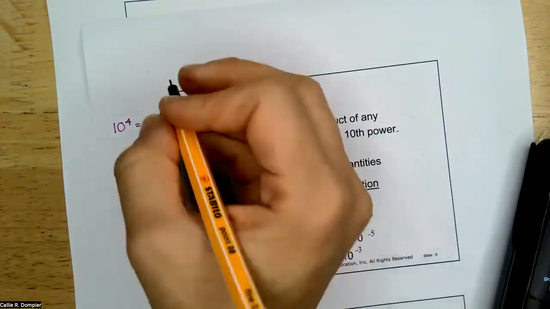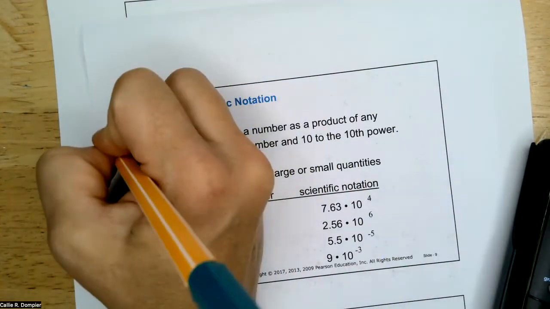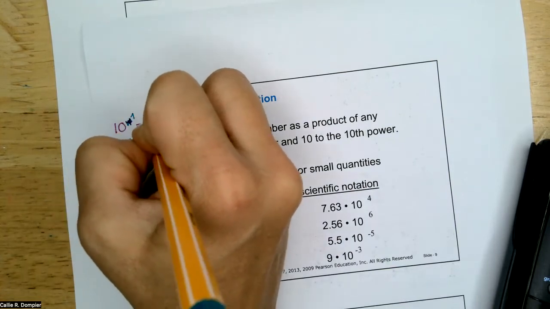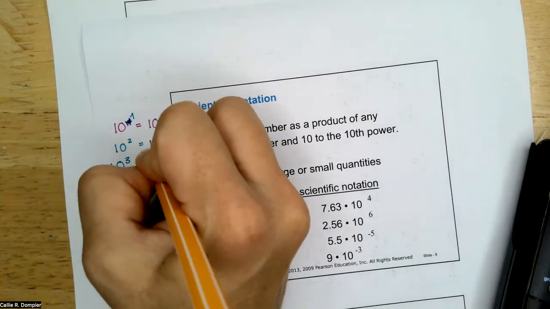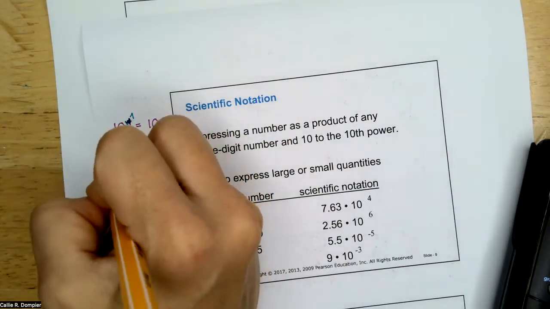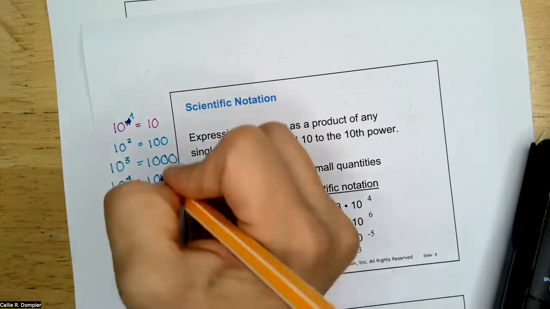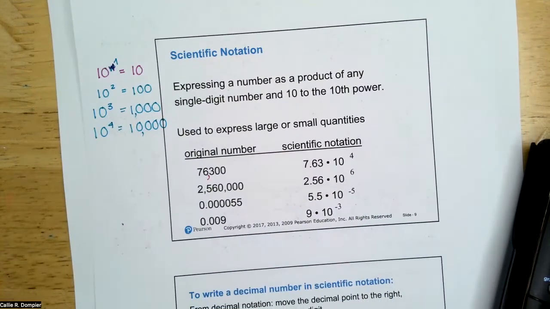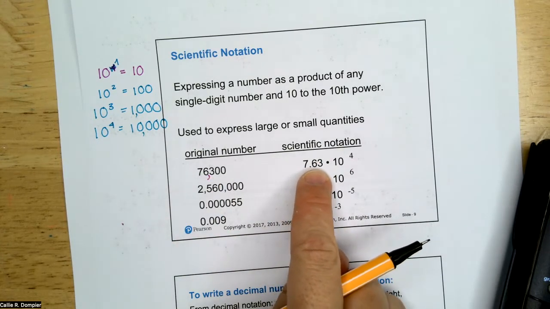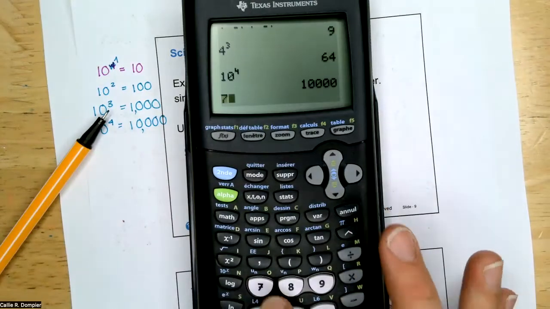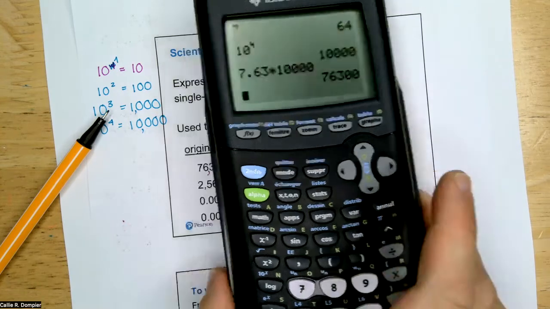All right, let's just look at this. 10 to the 1st is equal to 10. 10 squared is equal to 100, right? It's 10 times 10. 10 to the 3rd is 1,000. 10 to the 4th is 10,000. Okay, so what I'm doing is I'm taking 7.63 and I'm multiplying it by 10,000. 7.63 times 10,000.